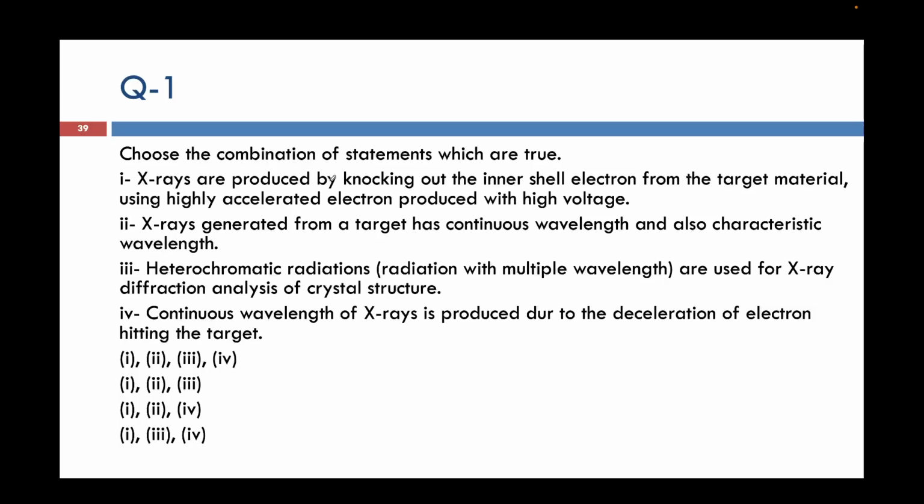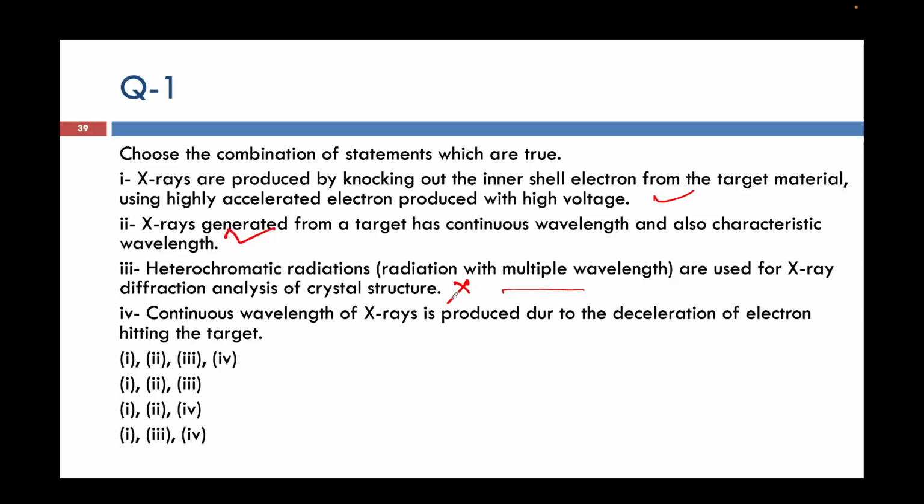Choose the combination of the statements which are true. X-rays are produced by knocking out the inner shell electron from the target material using highly accelerated electrons produced with high voltage. This is true. X-rays generated from a target have continuous wavelength and also characteristic wavelength. Yes, this is also true. Heterochromatic radiation with multiple wavelengths is used for X-ray diffraction analysis of crystal structure. This is wrong, false.